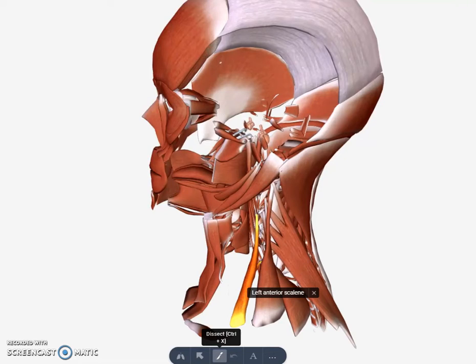This is the anterior, the middle, and the posterior scalenes. Their function is lateral flexion of the head, elevating first anterior, middle, and second posterior ribs for respiration. The origin is the transverse processes of C2 to C7, and the insertion is the first anterior, middle, and second posterior ribs.